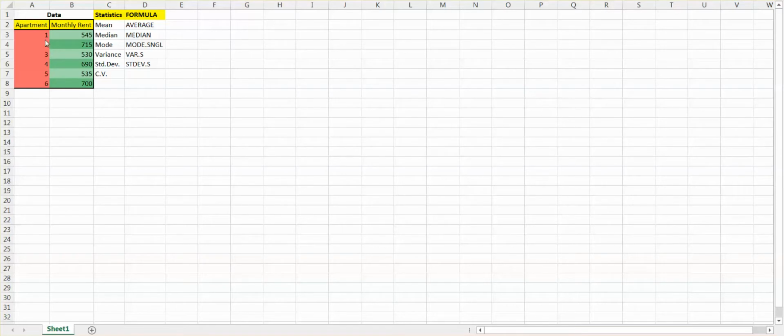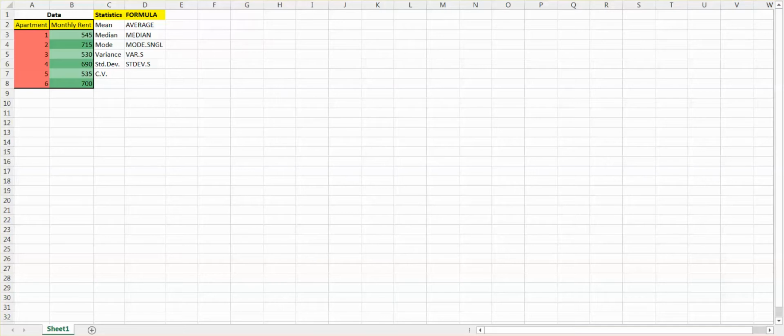So this is about the monthly rent for the apartment. The first observation is $545, and the second is $115. You can see the rent for each kind of apartment. And we will practice how to calculate the mean, median, mode, variance, standard deviation, and the coefficient of variation in this practice.